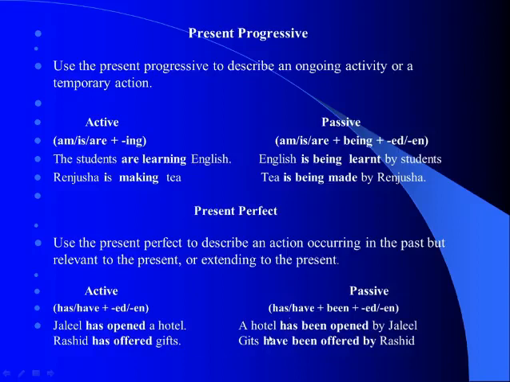How is it this way? Gift has been. But here, gifts, so this will change into "have been". You understand? I will give this type of examples in one table, so it will be very easy to grasp.